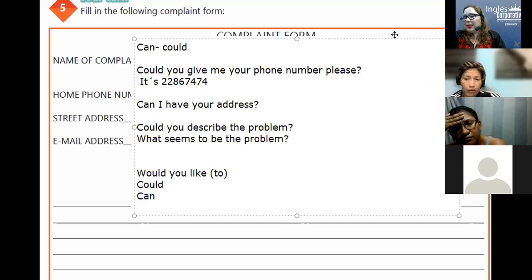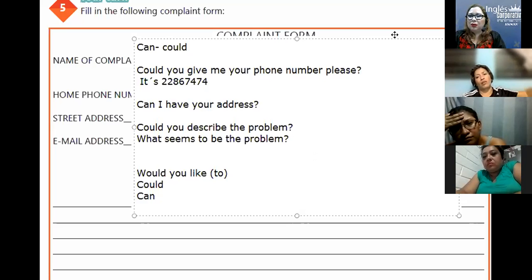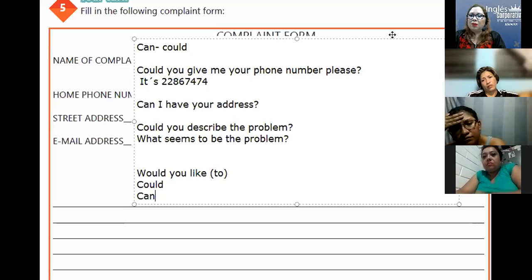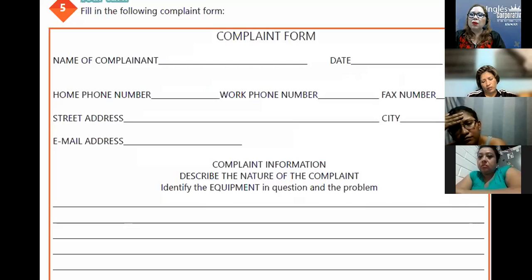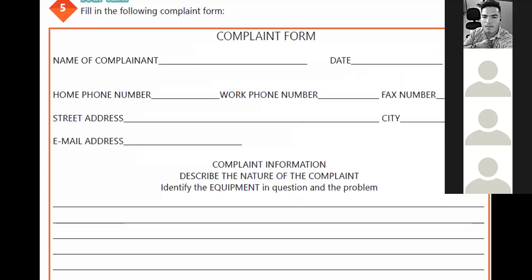Bien, luego de esta explicación, vamos a hacer acá. Ok, vamos a ver. ¿A quién tengo acá?